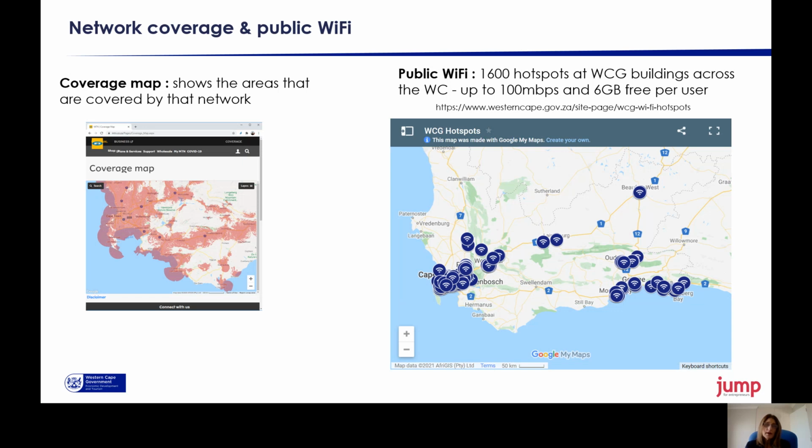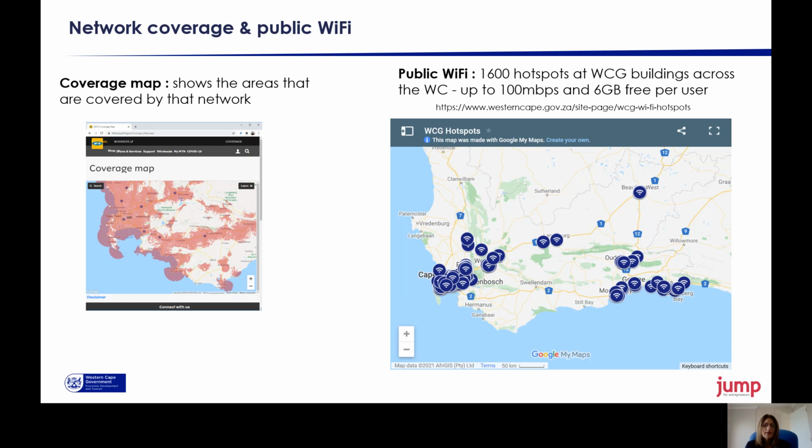Okay, it is also a great idea to determine the network coverage. So there are coverage maps that show the areas that network covers, and you can either access that off the service provider's website, or you can obviously go into their store and speak to them about it, or call them, and they will be able to tell you whether your area is covered. You can even put in your address, and it'll be able to tell you what options are available at your address or in your particular suburb.